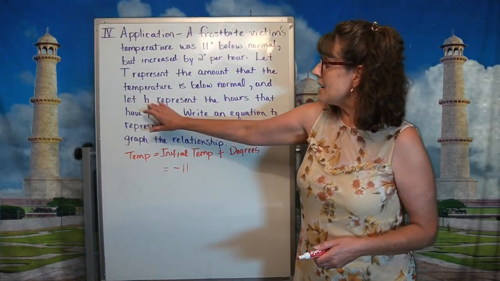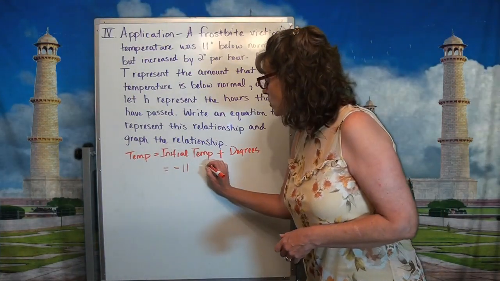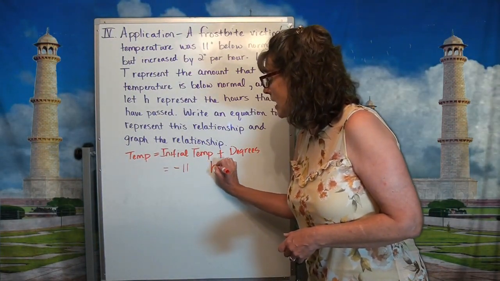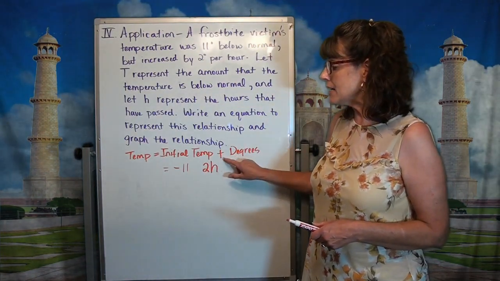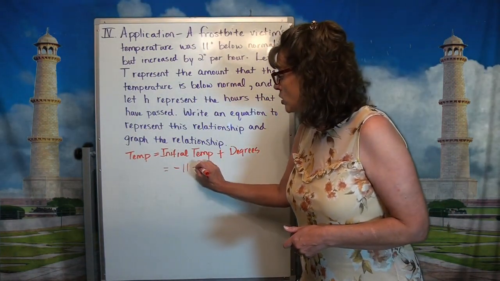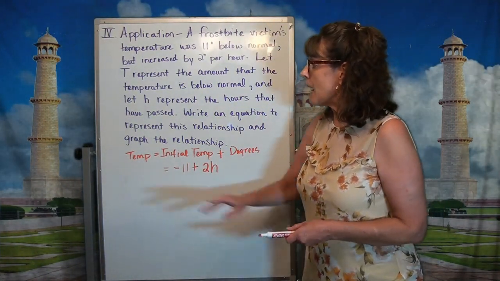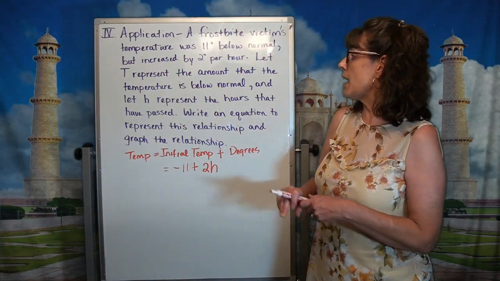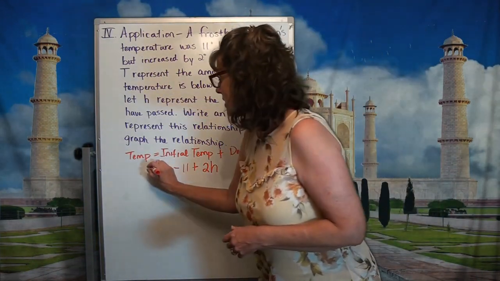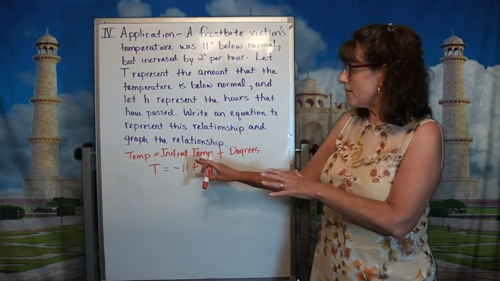We said let H represent the number of hours that have passed. So we're going to take these number of hours, H, multiply it by 2, and that's what's being added to that initial temperature. So we start at negative 11, we're going to add 2H to that. In the end, that will give us the temperature, that's the T, the amount that the temperature is. So now we have our equation.